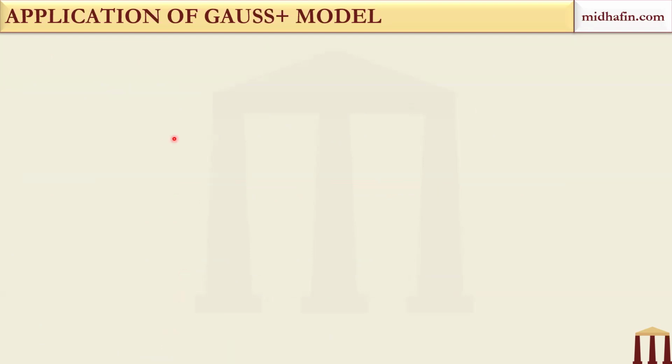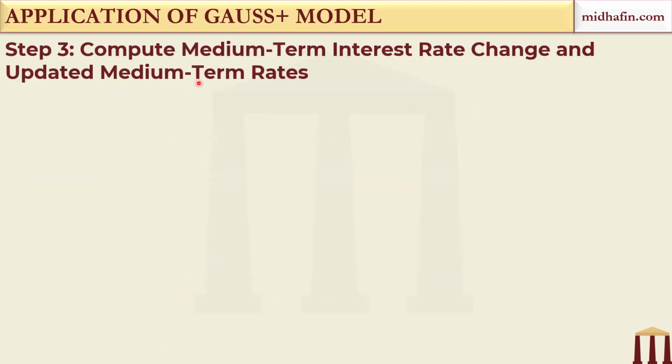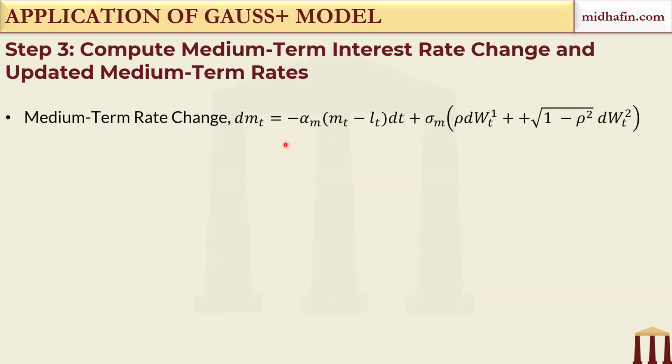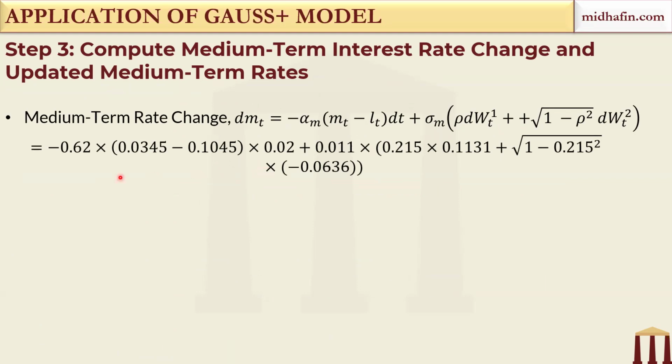Then, of course, we have step 3, the medium-term interest rate change, and we'll update that also. If you remember, the formula was the most complex for the medium-term rate, the longest formula. Again, you can just verify the calculations yourself. I've just plugged in the numbers. You can either use the video or you can use the PDF that we'll provide you.